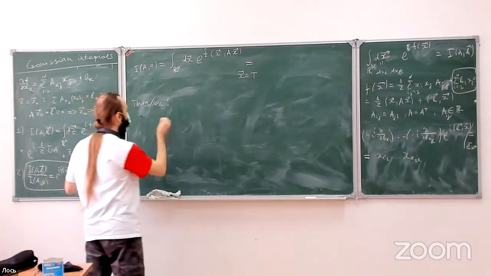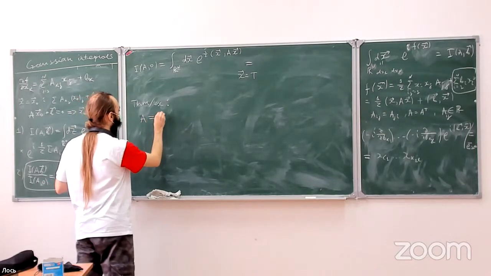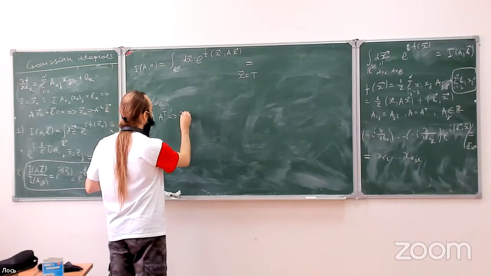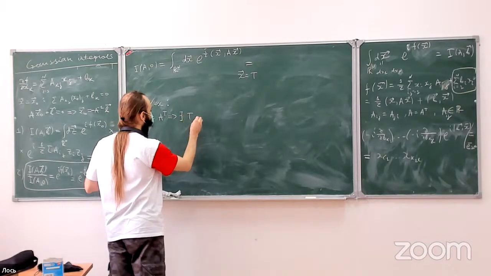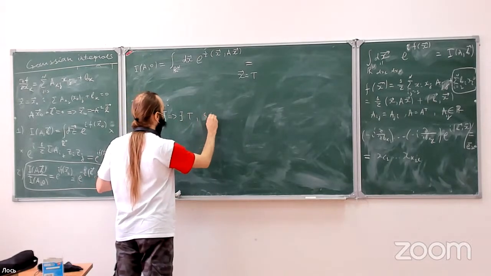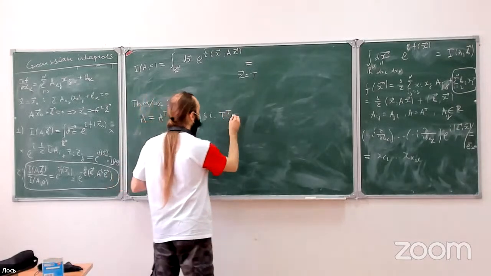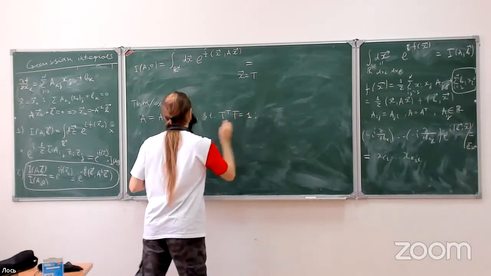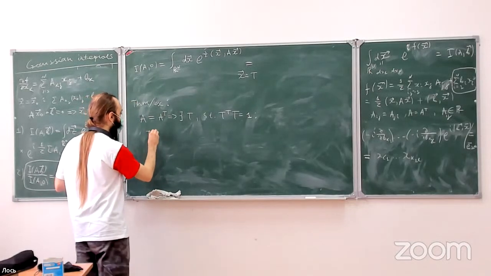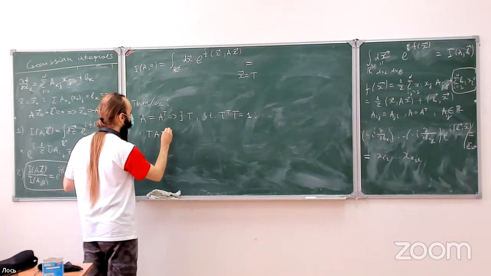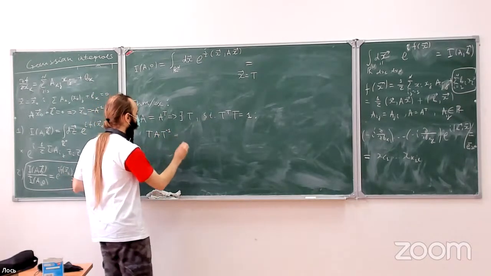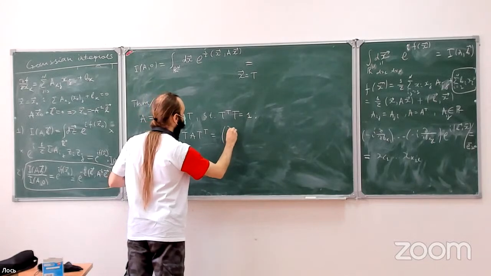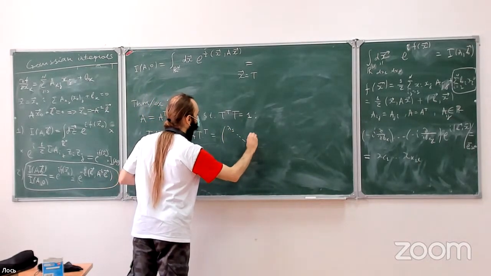It is the following. If we have some symmetric matrix A, then there exists some transformation T such that T transposed times T equals 1, so that T A T inverse, which is the same as T A T transposed, equals a diagonal matrix, lambda 1 through lambda n.